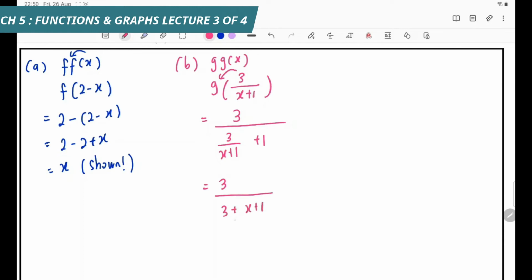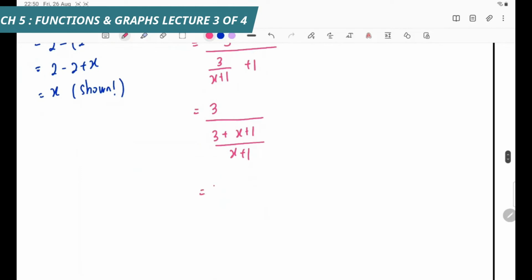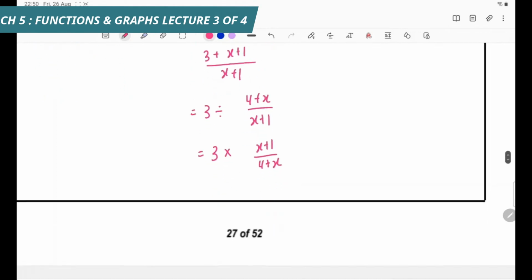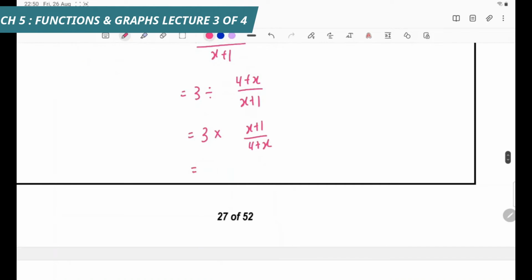Equate the denominator. Then since we have 3 divided by (4 plus x) over (x plus 1), change it to multiply. Flip it. And we have 3x plus 3 over 4 plus x. That is our g(g(x)).